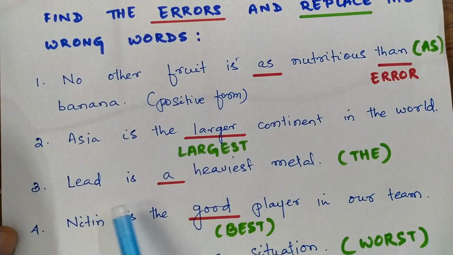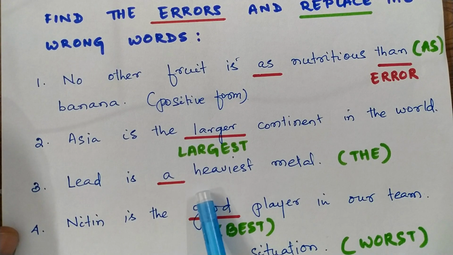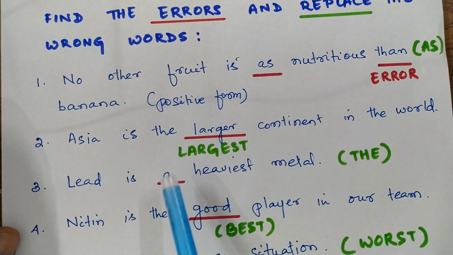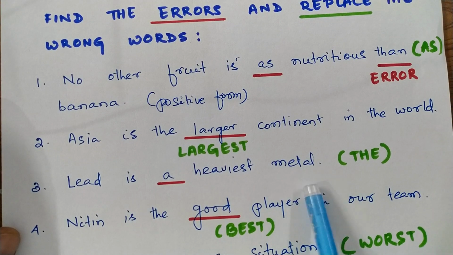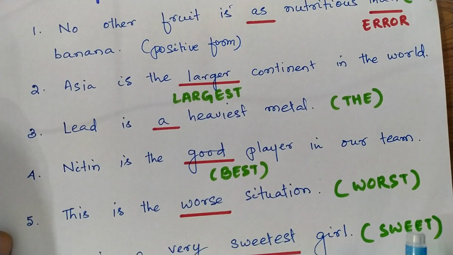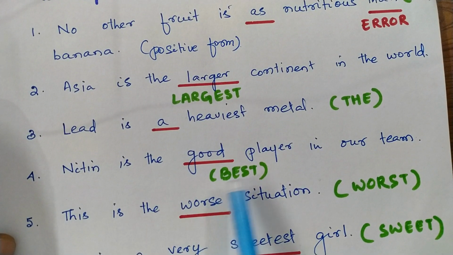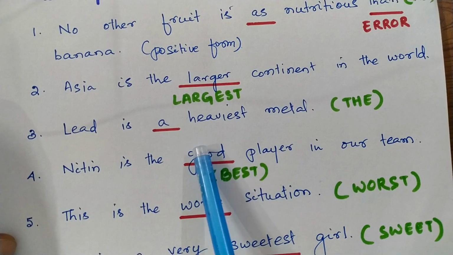Next, number 3. Lead is a heaviest metal. The article A over here is wrong. Lead is the heaviest metal. Now, Nitin is the good player in our team. Now, good is the error over here.